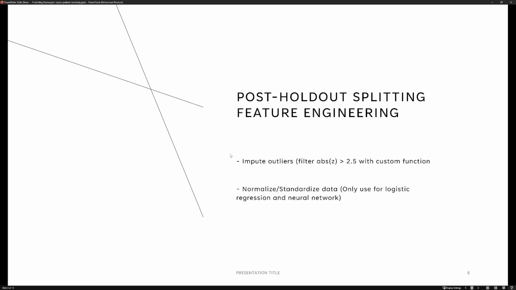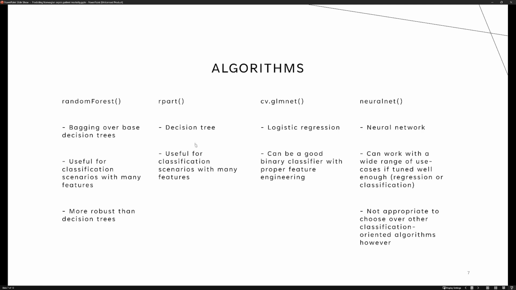After splitting the data into a training and test set, I impute the outliers by detecting them via a z-score threshold, and then imputing them with a custom function for a median. So I wrote a bunch of custom functions for outlier imputation and also for normalization and standardization, which we'll use later right before logistic regression and neural networks. And these are the algorithms I chose to classify the data.